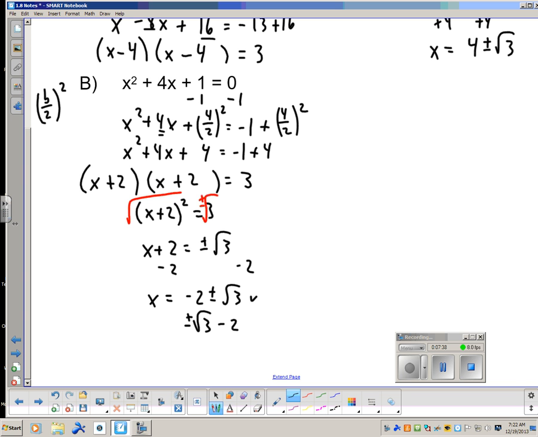I like that one just because then I don't put the -2 underneath the square root, and I'll get that mixed up. So there's our solution right there. Whether you write it like the first one or second one, it's up to you.